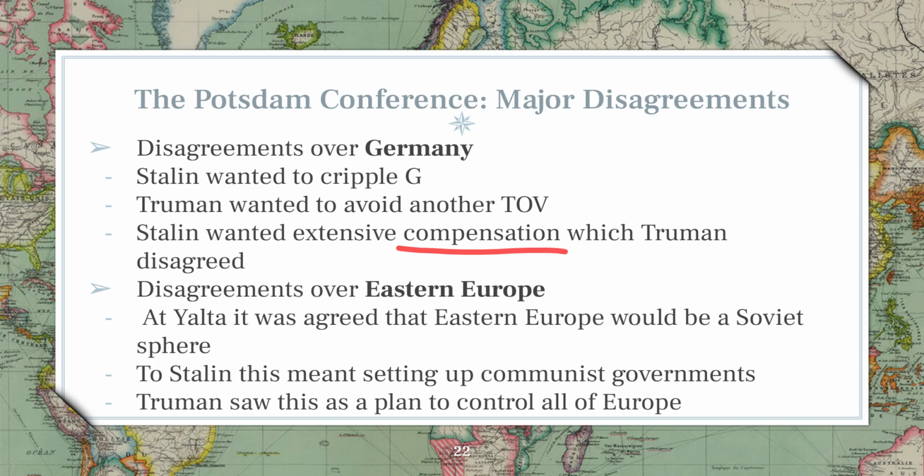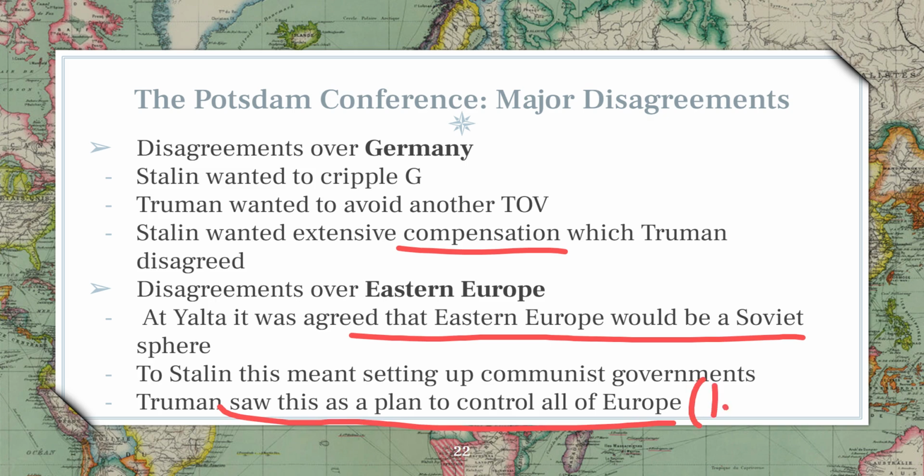Disagreements over other parts of Eastern Europe. At Yalta, it was agreed that Eastern Europe would be a Soviet sphere. To Stalin, this meant setting up communist governments. Truman saw this as a plan to control all of Europe. Truman had wanted to liberate Eastern Europe and call for free elections.